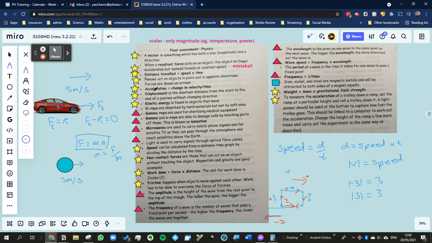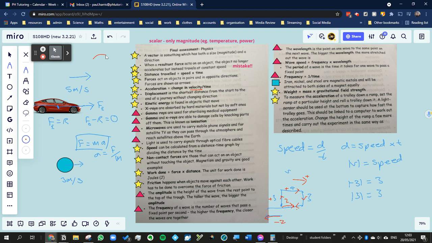Acceleration: changing velocity over time. Specifically, it should be the increase in velocity over time in one particular direction. Well, changing velocity, I guess, is fine actually. So it's velocity, not speed.